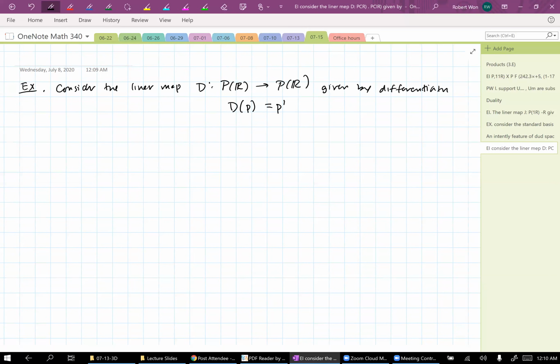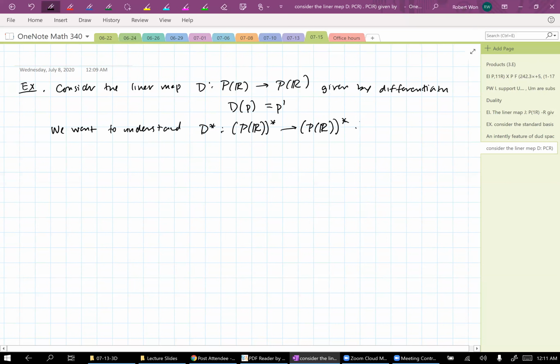Well, this is a linear map from one vector space to itself, which means that we should be able to take the dual of this map to get a dual map from the dual of P of R to the dual of P of R. So we want to understand D dual, again, I'll use asterisks, from the dual of P of R to the dual of P of R. So this is like the flipped world. Really, this arrow is going the other way, but the domain and the range are the same, so you can't tell.